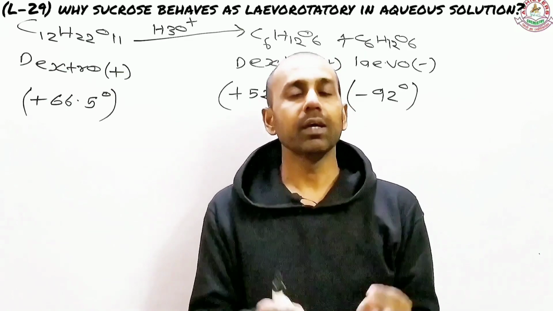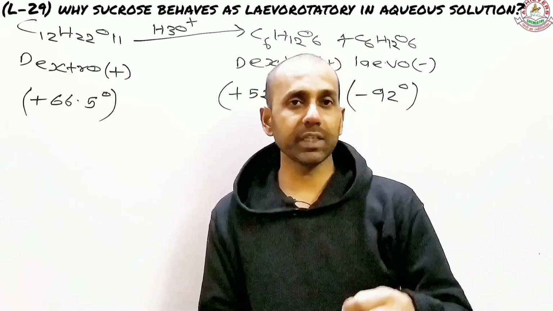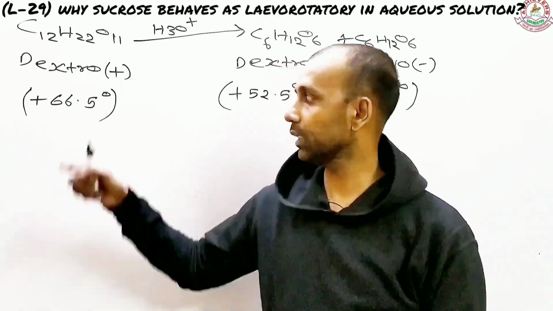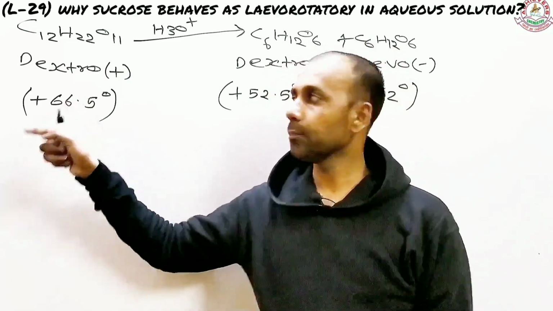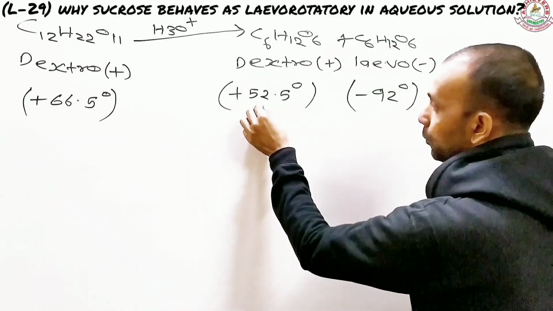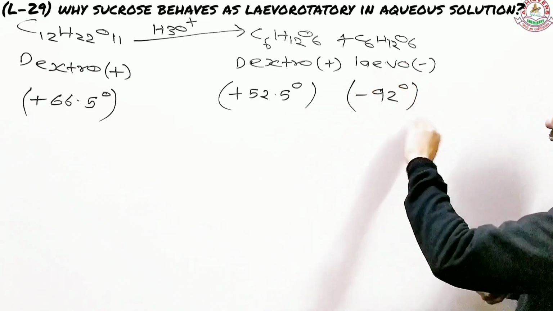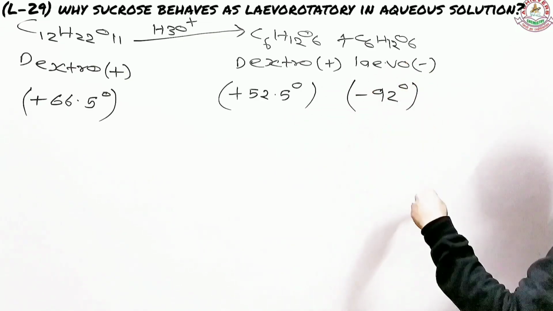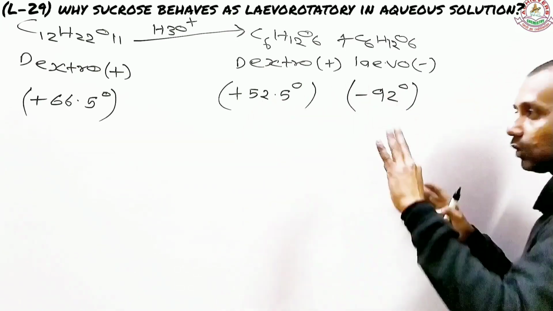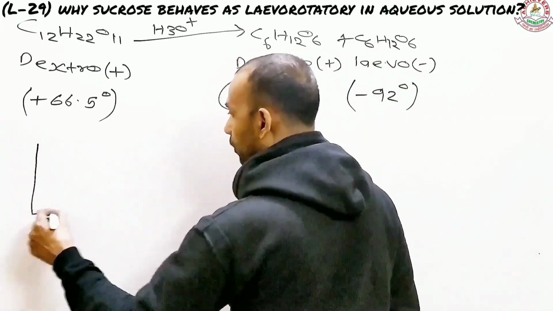So when you do this experiment of hydrolysis of sucrose, you get to know how much the plane polarized light is rotating. Initially it is rotating by 66.5 degree, then the glucose one rotates 52.5 degree towards the right. However, the fructose rotates negative 92 degree. What that means, this will rotate toward the right, this will rotate to the left. Now what is the overall change? But let me explain it in a slightly different way.